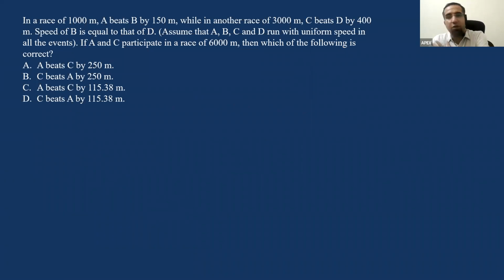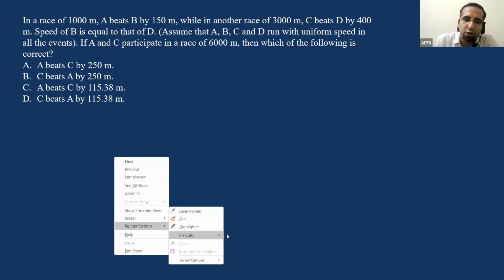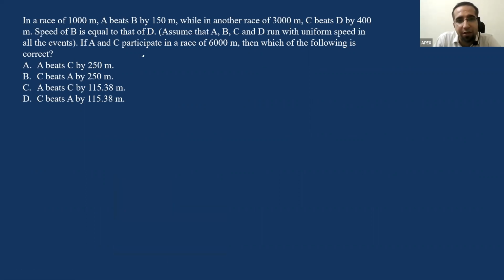Now again, a very easy question of races here. In a 1000 meters race, A beats B by 150 meters. So in a races question, what do we generally take? Time is equal to constant. So the ratio of speeds, S of A by S of B, is equal to 1000 by 850.